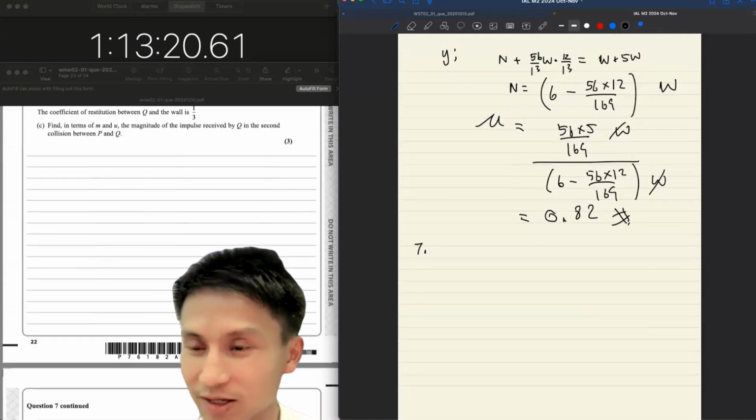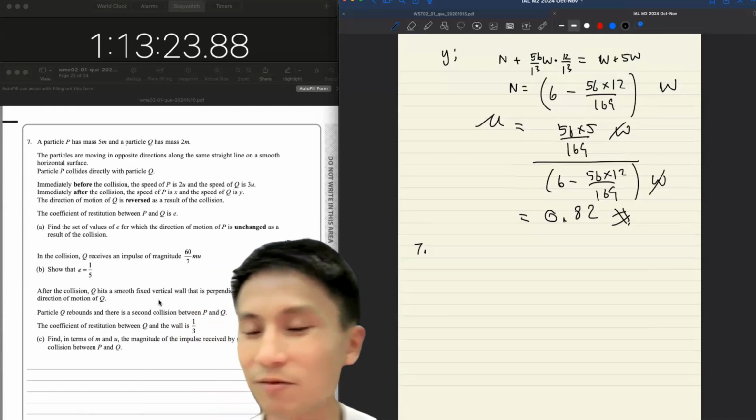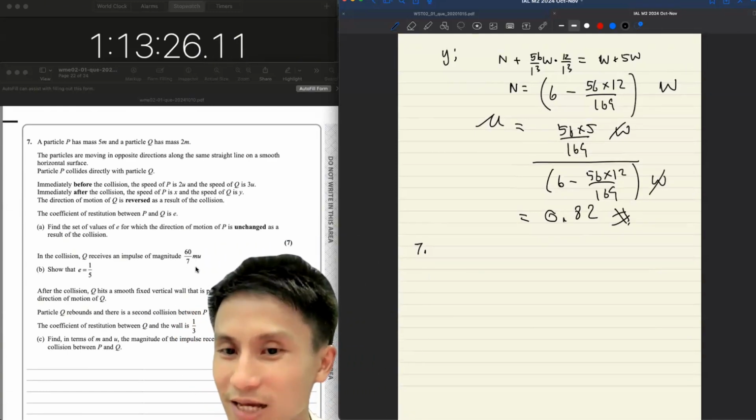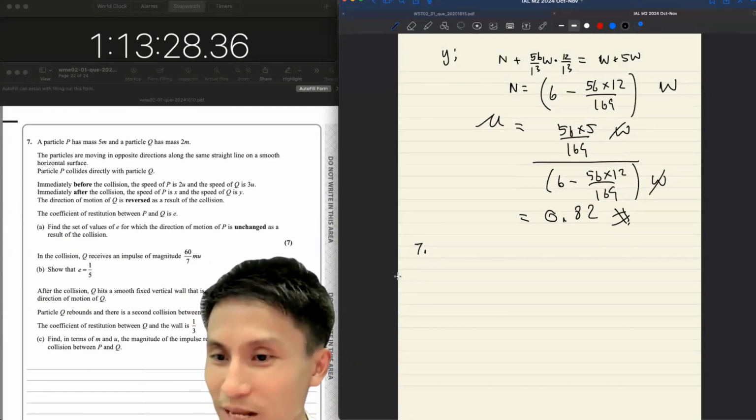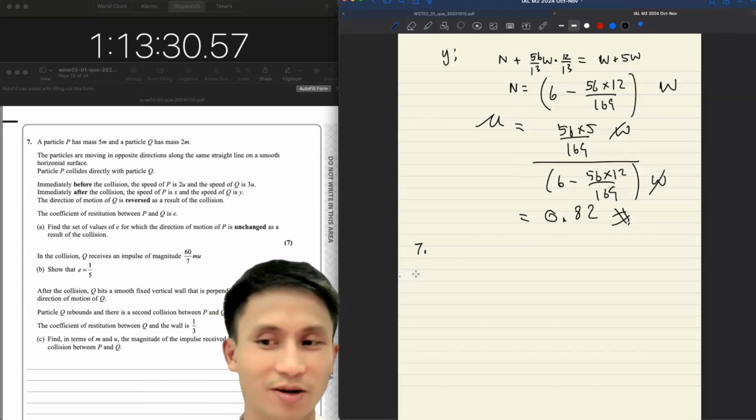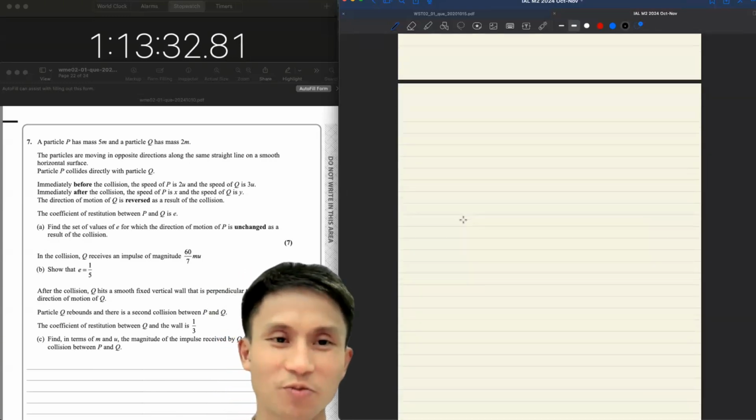Yes, I'm right. Okay. Particle P has a mass 5m and particle Q has a mass... Okay, this is about collision and momentum. No, it's a coefficient of restitution. Yeah, kind of momentum, right?